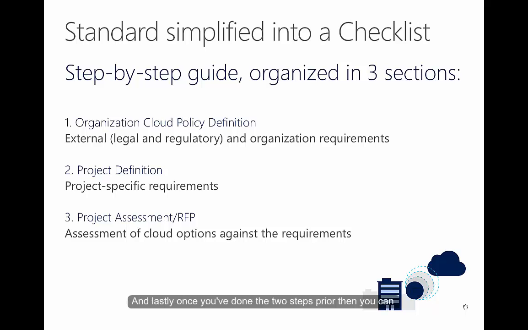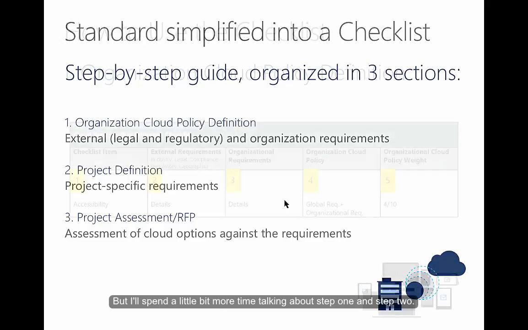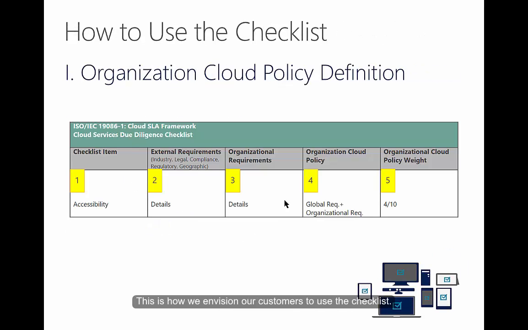And lastly, once you've done those two steps prior, then you can go into the project design, project assessment, and RFP. We won't dive into all that in detail, but I'll spend a little bit more time talking about step one and step two. So this is step one. This is how we envision our customers to use the checklist. First, you convert the checklist and put it in the spreadsheet. So we only put in the first item of the checklist, which is accessibility in here, but you fill it up into all the rows on the spreadsheet.